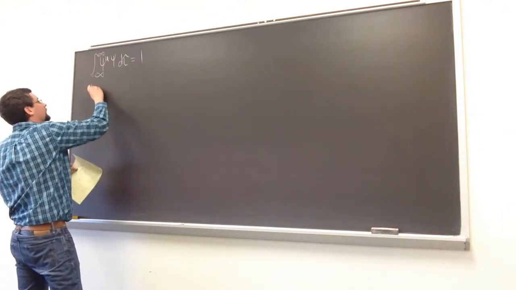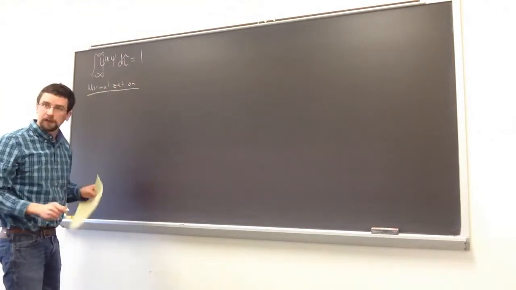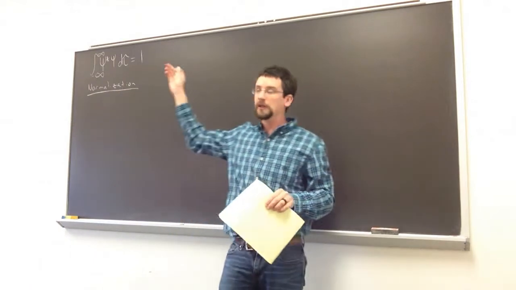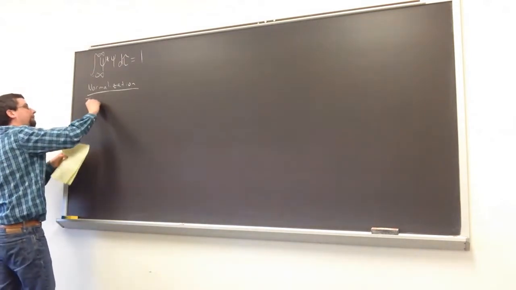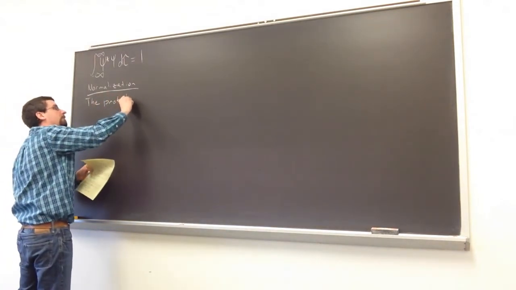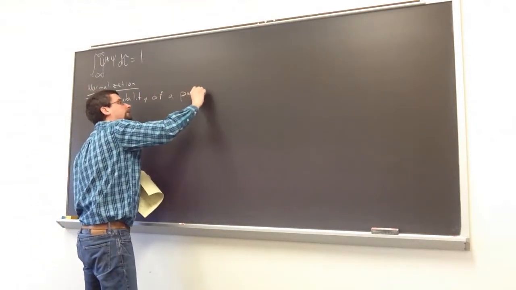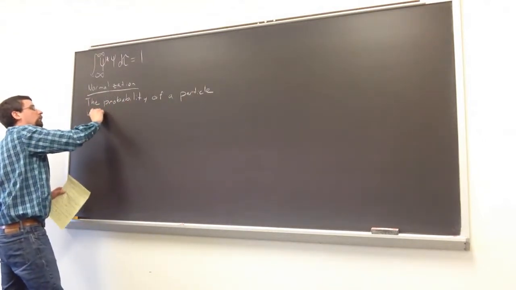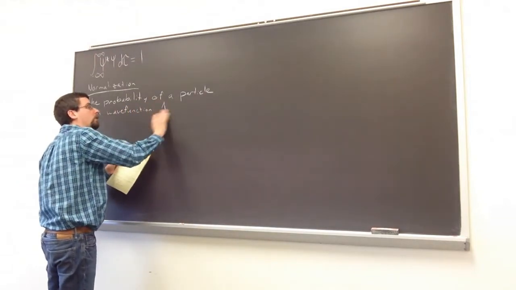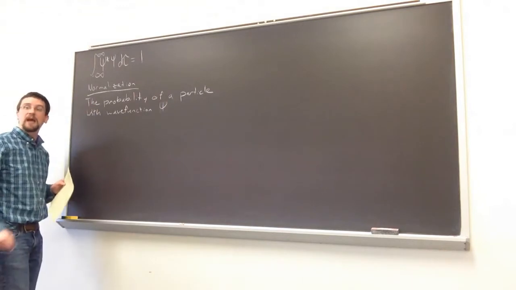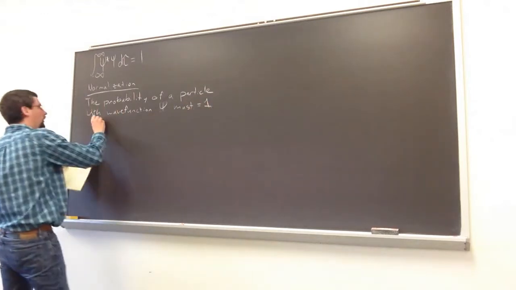So for normalization, the probability of a particle with the wave function psi has to be equal to 1 over all space.